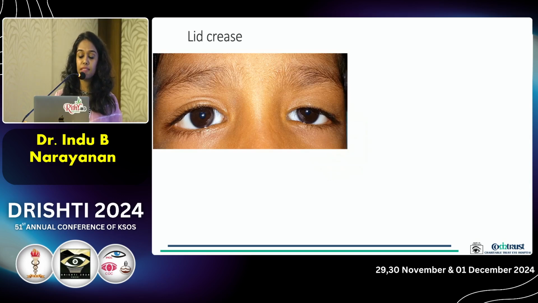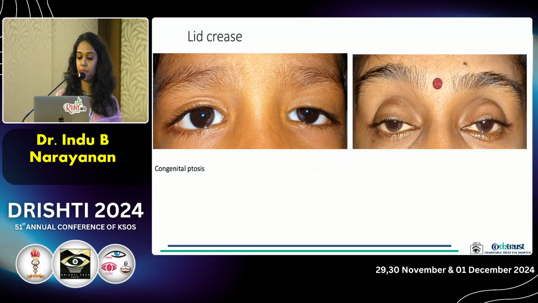Lid crease: you can see that in the first case, the child has no lid crease in the left eye. So this is congenital ptosis. And in the second case, you can see that it has receded. This is a case of aponeurotic ptosis.